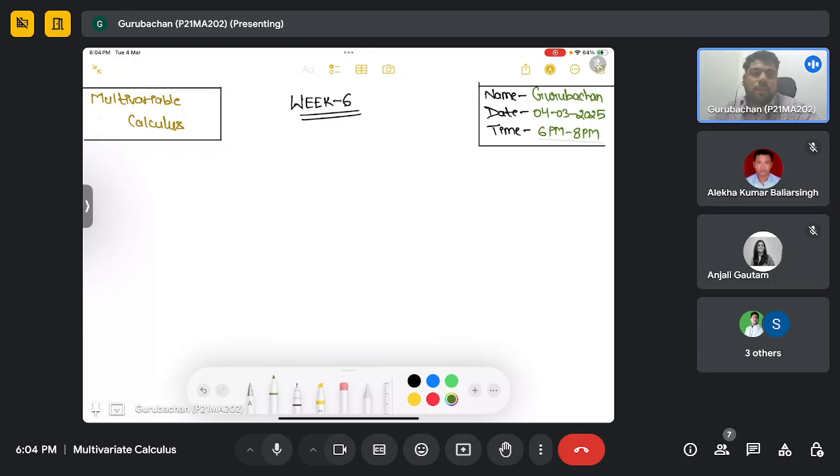In this tutorial, we will learn some illustrations based on vector differentiation, directional derivative, beta and gamma functions, properties of beta and gamma functions, applications of multiple integrals and Dirichlet integral. So let me start with the first question.